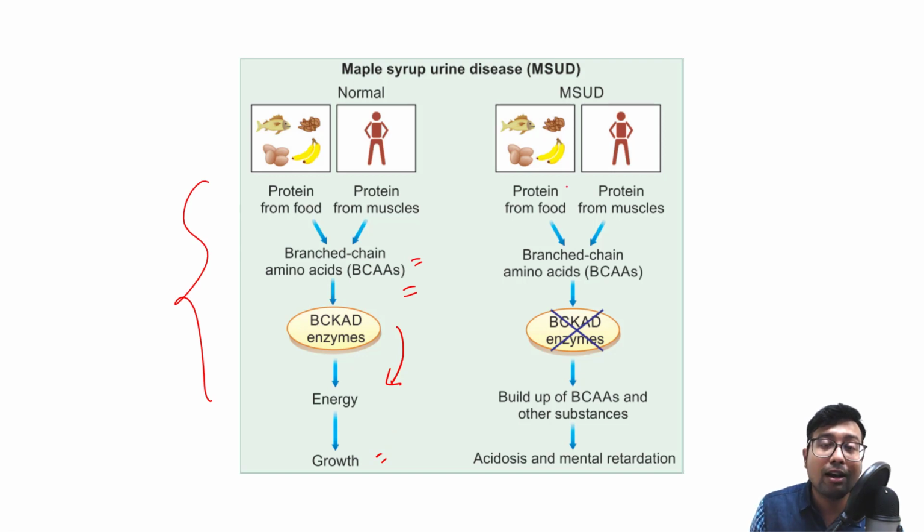But when there is a problem, that is deficiency in branch chain keto acid decarboxylase enzyme, then what happens? These branch chain amino acids and keto acids accumulate and are deposited in the brain and they cause a lot of problems. That is mainly acidosis and mental retardation. Why acidosis? Because branch chain keto acids are being deposited, right?